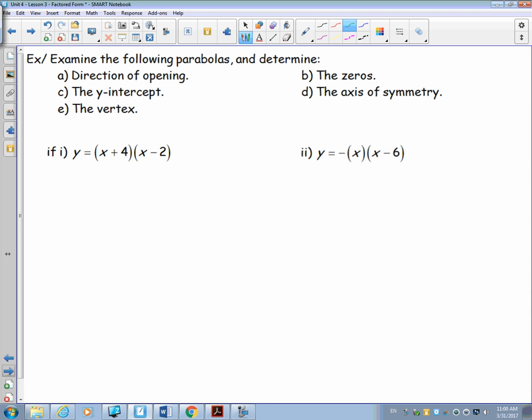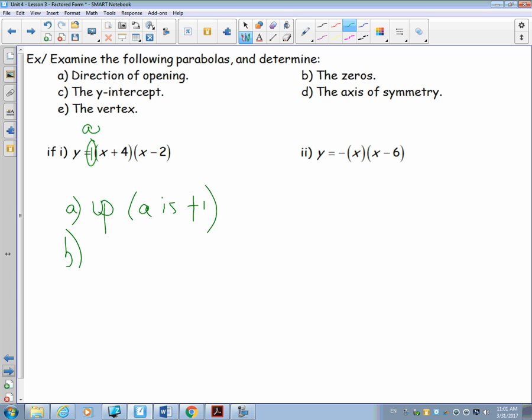Okay, so let's look at an example here. Examine the following parabolas and determine the direction of opening, the zeros, the y-intercept, the axis of symmetry, and the vertex. So how can we do this? Well, let's look at the first one. Direction of opening. I need the A value. The A value is outside the bracket. It's a 1. In fact, it's a +1. So that tells me this opens up. A is +1, and it's really the sign that matters.